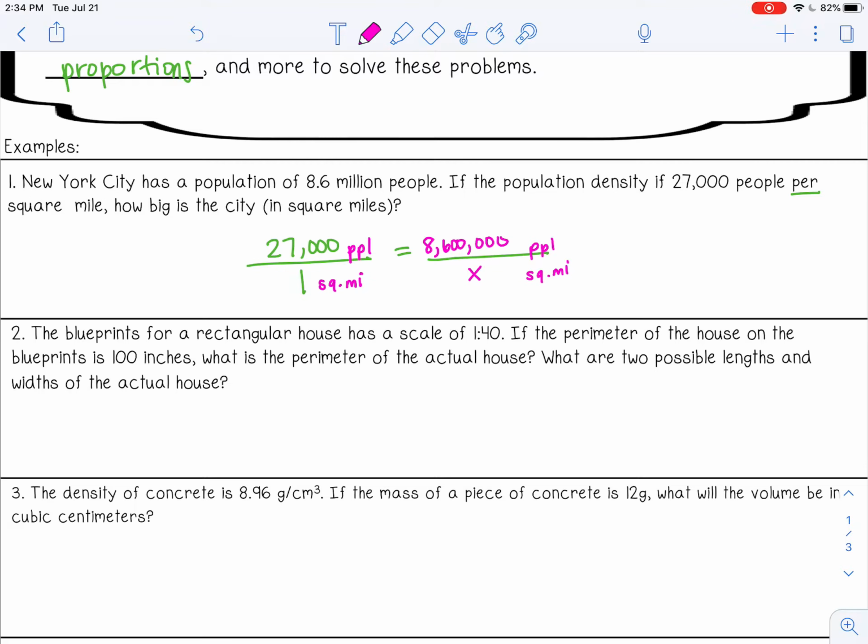All right, so we can cross multiply here. So 27,000 times x is 27,000x. 1 times 8.6 million is 8.6 million. And then I can divide by 27,000. Now, if you want to get rid of some of these zeros, you definitely can do that. It's up to you how you want to type it in your calculator. All right, and you get about 318.5 square miles.